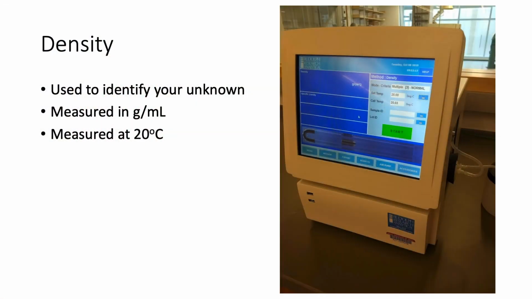The next thing that you will do is you will determine the density of your unknown, and this is our density instrument that is in the lab. So instead of having to measure the mass and the volume yourself to get grams over milliliters, which is our unit of density, you can inject your sample into the side of this instrument.